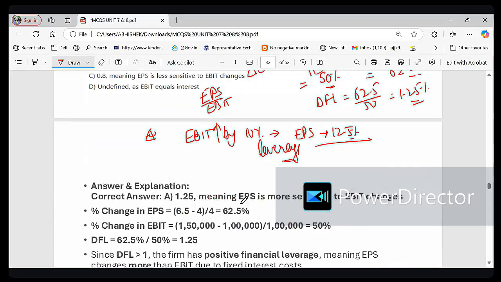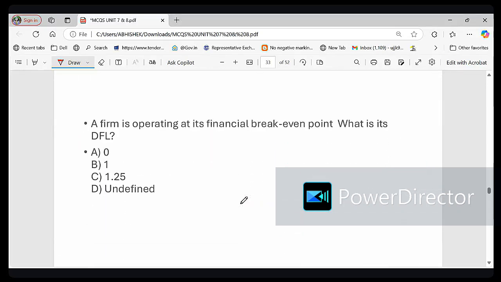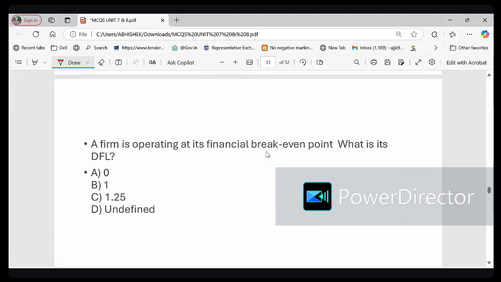Please tell me. Now let's see the third part of this question. A firm is operating at the financial break-even point. What will be the DFL? Very good question, right? You know the meaning of break-even? You understand the meaning of break-even? Suppose a firm is operating at the financial break-even. What will be the DFL? Degree of financial leverage.